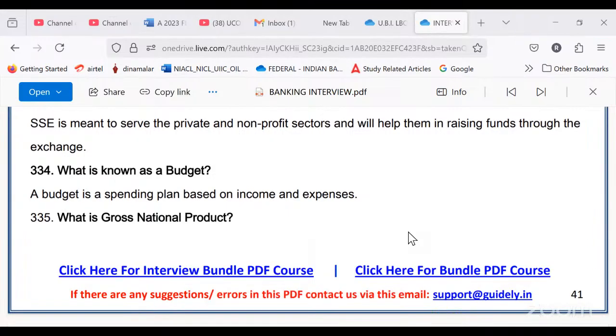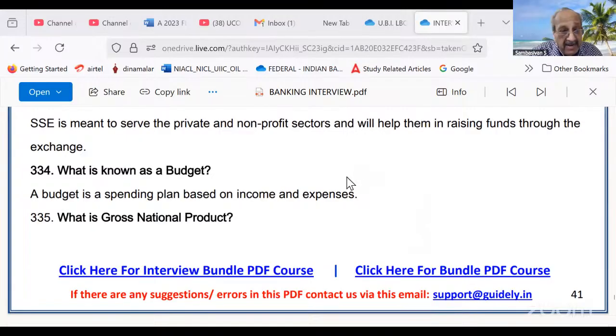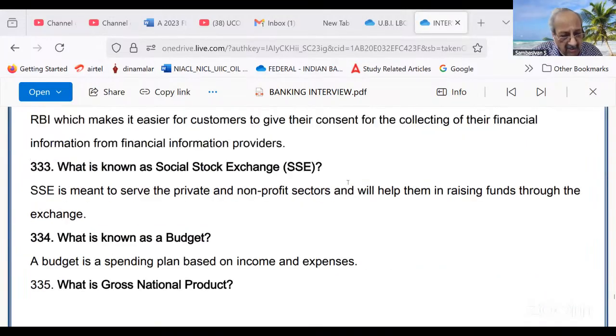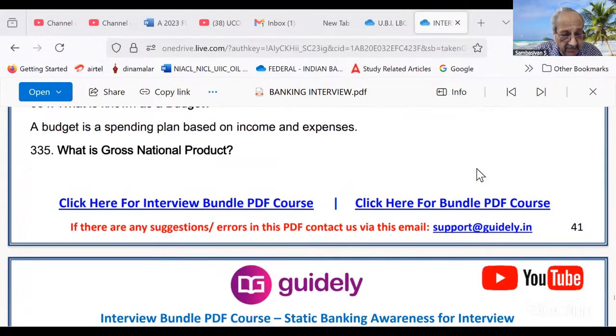What is known as a budget? A budget is a spending plan based on income and expenses. Normally, budget is prepared by government. Yes, also companies. Continue. 335.